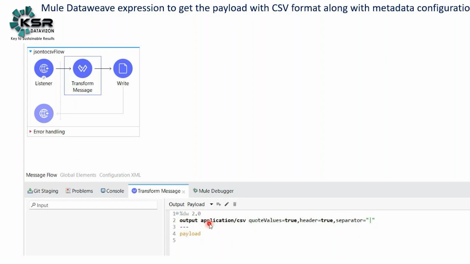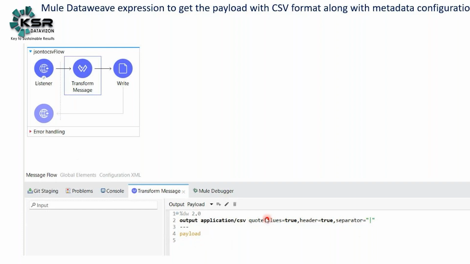And then three hyphens I am giving, because I'm going to convert this into a CSV file, and whatever the transformed data, just load it. This is the syntax: payload, small p. Okay, payload.